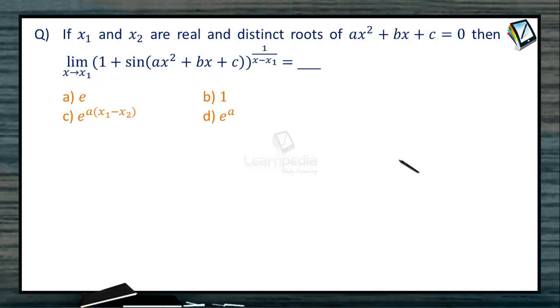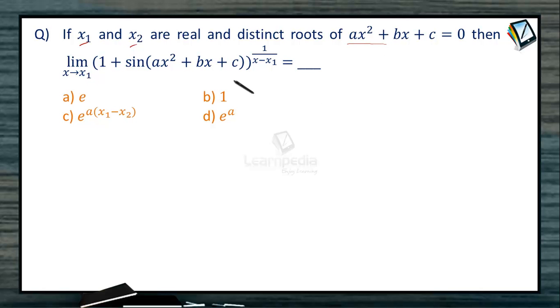Now if x1 and x2 are real and distinct roots of ax² + bx + c = 0, then the value of the limit as x tends to x1 of (1 + sin(ax² + bx + c)) raised to the power 1/(x − x1). So what is the data given? That x1 and x2 are the roots of the quadratic equation ax² + bx + c = 0.